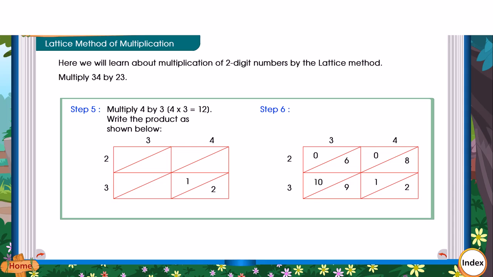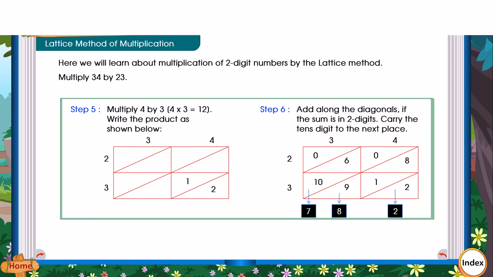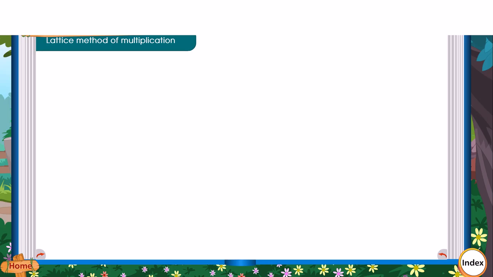Step 6. Add along the diagonals. If the sum is in two digits, carry the tens digit to the next place. Answer: 34 into 23 is equal to 782. Exercise.